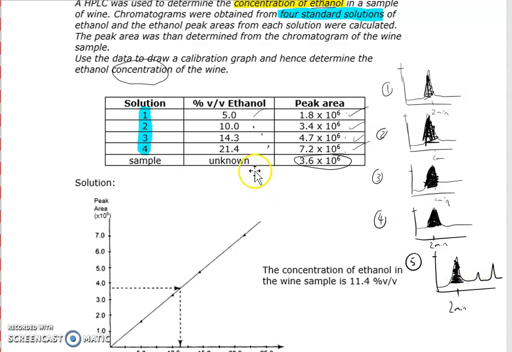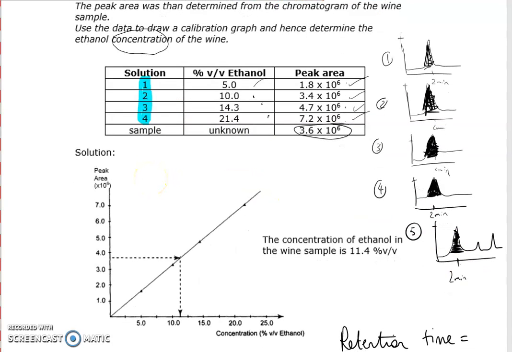All right, awesome. So what can we do with our standard solutions? So standard solutions can be made into a calibration graph. Okay, so from here, what we can do is we've got peak area versus concentration. We've just drawn up a simple linear graph. So from here, what we can do is find our 3.6 times 10 to the 6. So everything's 10 to the 6 here. So 3.6, we draw across.